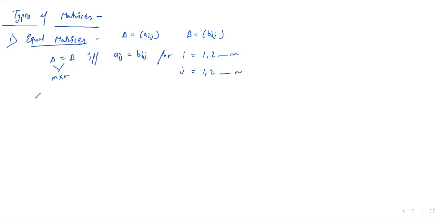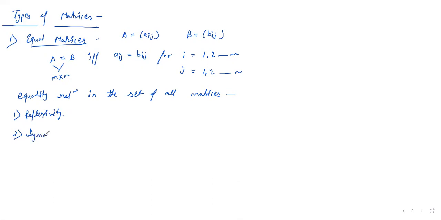Now the equality relation in the set of all matrices. How is it defined? When can we say that two matrices are equal? If they follow reflexivity, symmetricity, and transitivity. What is reflexivity?